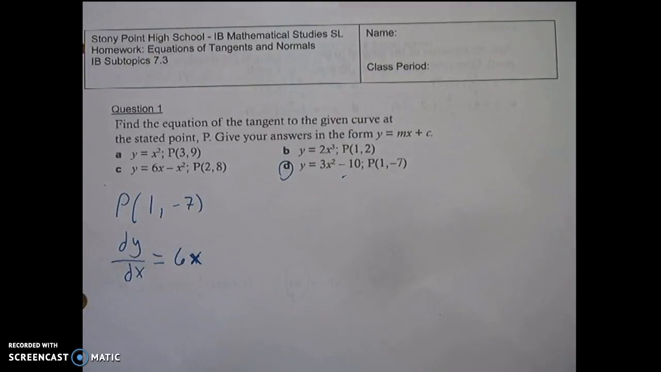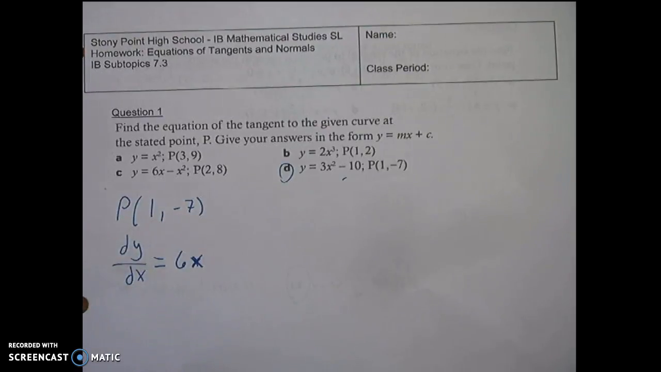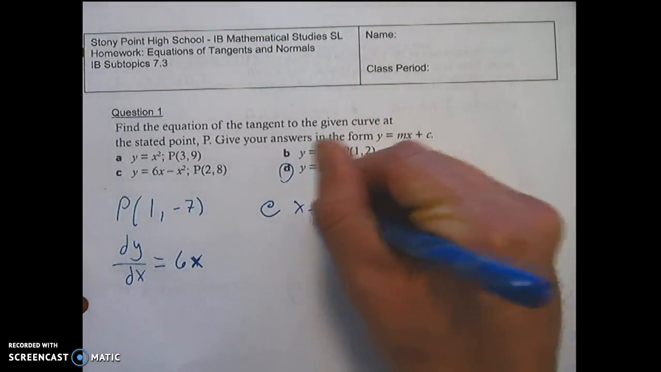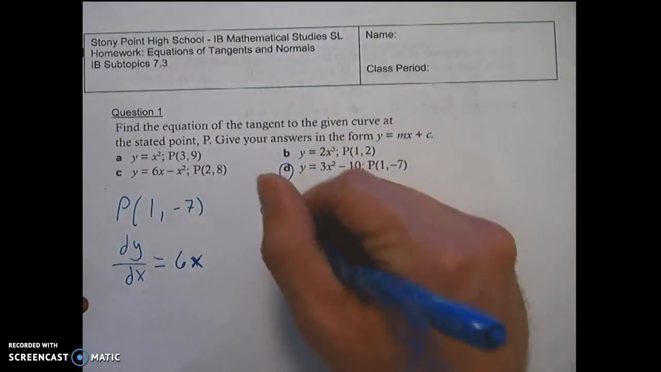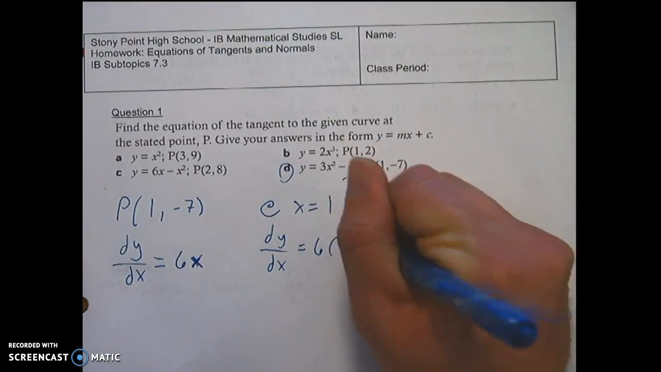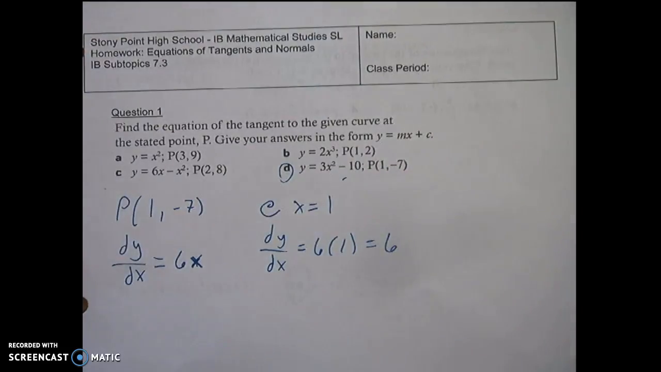What I need to define an equation of a line, the tangent is a straight line, is an x value, a y value, and a gradient. What I'm missing is the gradient. But I have the gradient function. So I know that at x equals 1, the gradient is just 6 times 1, or 6.